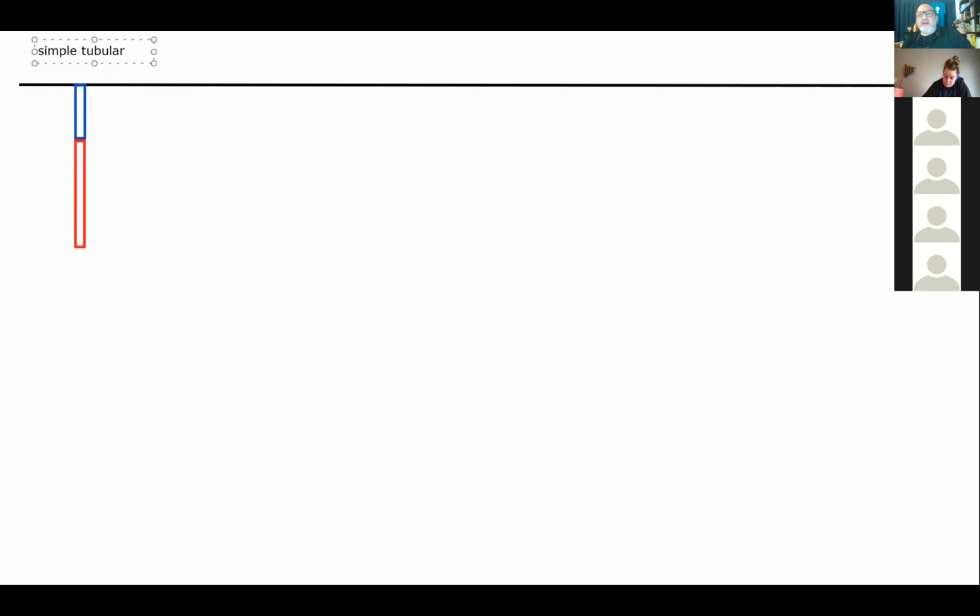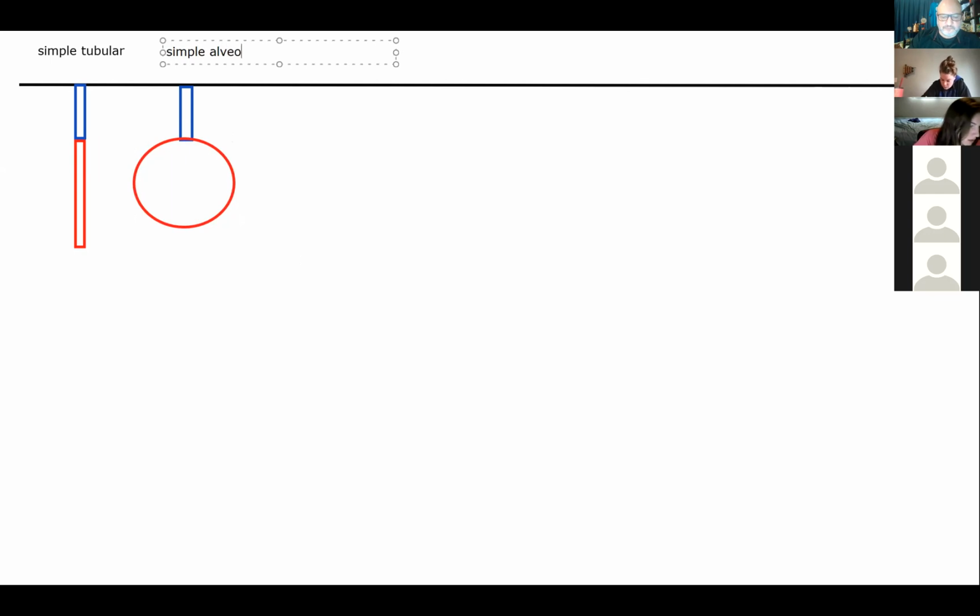Conversely, if I had a single duct with a single ball-shaped secretory structure, what would that be? Simple alveolar. And again, you can say acinar or alveolar, either of those would be fine.